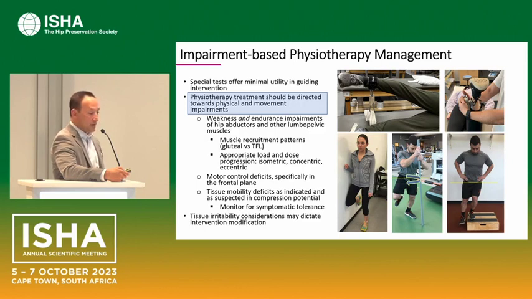Appropriate load and dose progression from an isometric, concentric to eccentric progression, but we also have to account for tissue irritability, and I'll speak a little bit more to that later, particularly in this population, which often is dealing with somewhat of a chronic pain condition. Motor control deficits, specifically those in the frontal plane, and remember, motor control deficits may be strength, as I mentioned, fatigue, as I mentioned, but also may simply be an issue of motor control, and the intervention strategies may vary when we're treating those individuals. And we have to differentiate that in our physical examination.